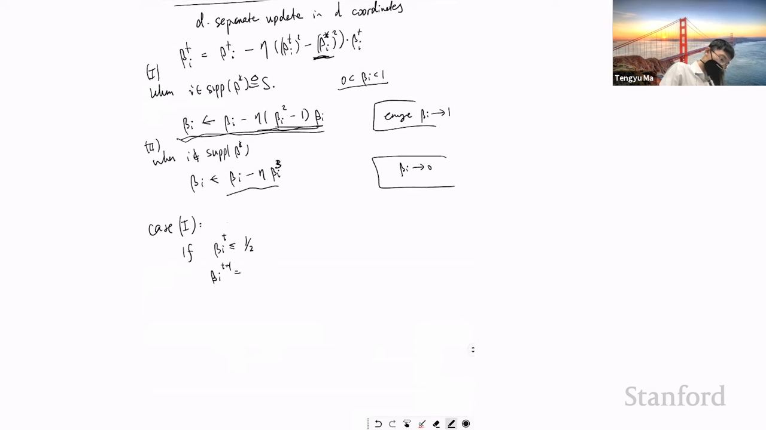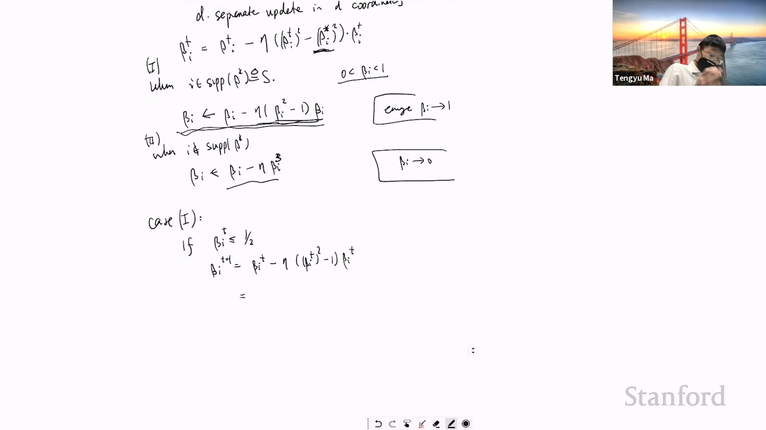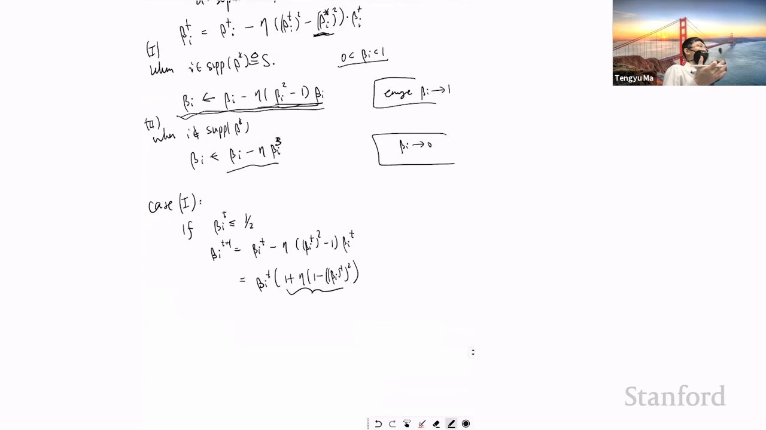So β_i^{t+1} equals β_i^t minus η (β_i^t squared minus 1) β_i^t. And we argued that this is trying to increase β_i, and we can see how much it increases β_i. It increases β_i by this factor, η times (1 minus β_i^t squared), right? So you have a multiplicative factor. In some sense, you're multiplying your β_i to make it bigger. But how much you make it bigger depends on the value of β_i itself. But if we know that β_i is not too big, then we can bound this by β_i^t times (1 plus η (1 minus a quarter)), which equals β_i^t times (1 plus 3/4 η). Right. So you have exponential growth.